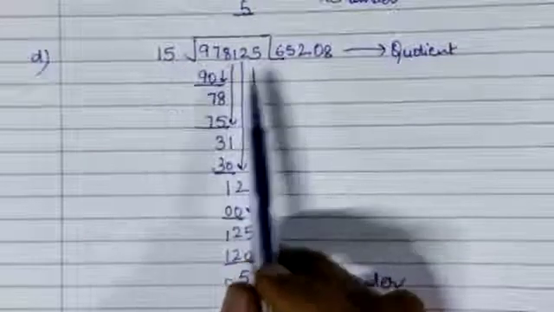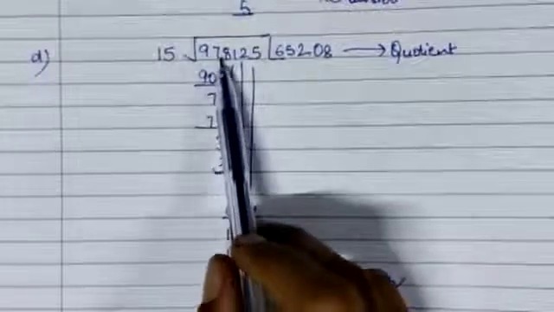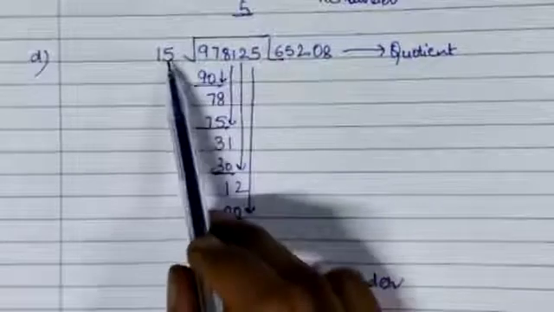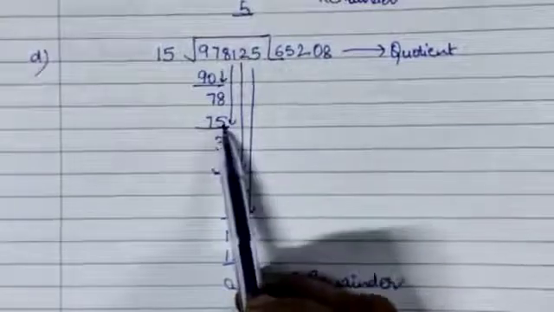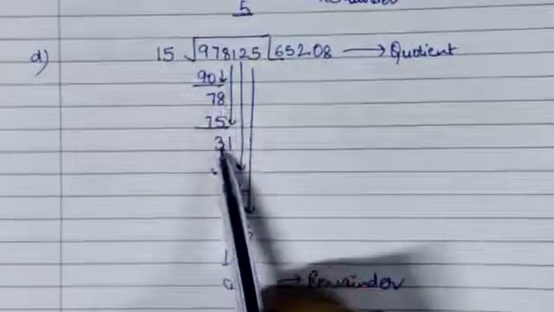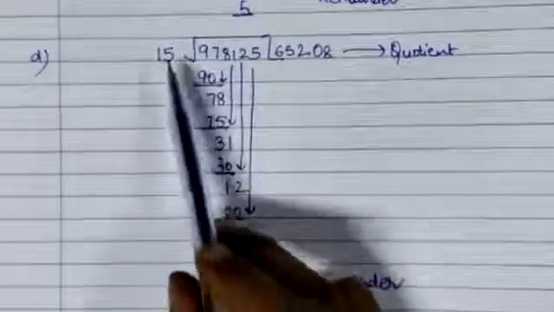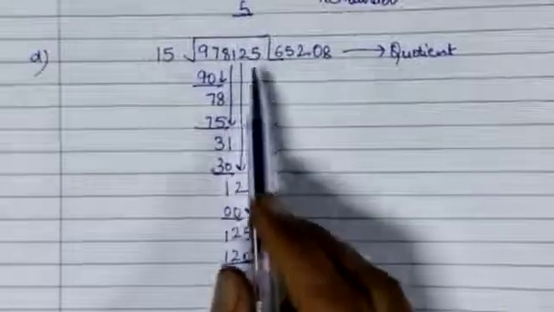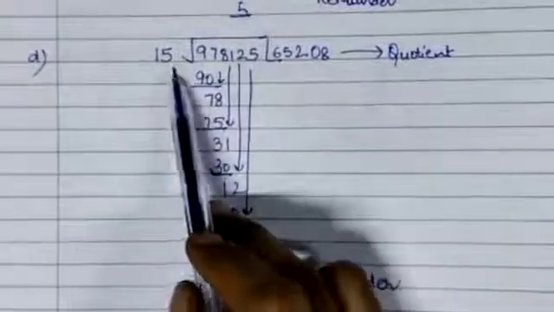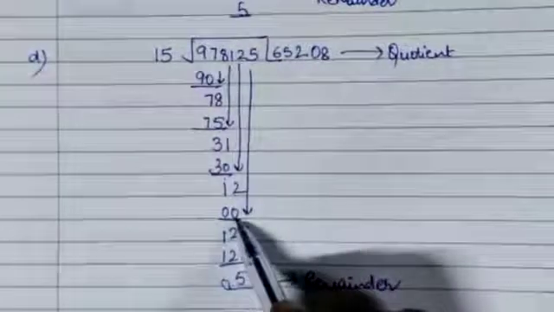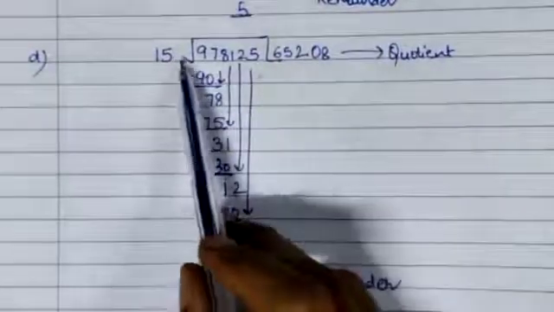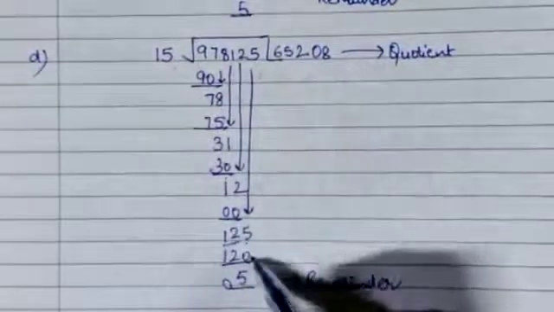15 into 6 is 90. 7 minus 0, 7. Then 8 comes down. 15 into 5 is 75. 8 minus 5, 3. 1 comes down. 15 into 2, 30. 1 minus 0, 1. 2 comes down. 15 into 0 is 0. We got 12. Now 5 comes down. 15 into 8 is 120.